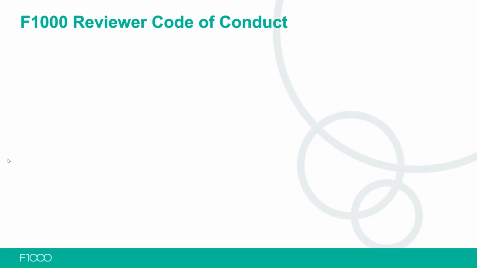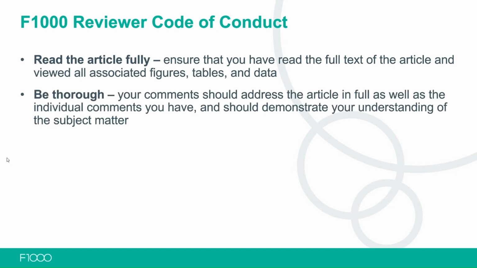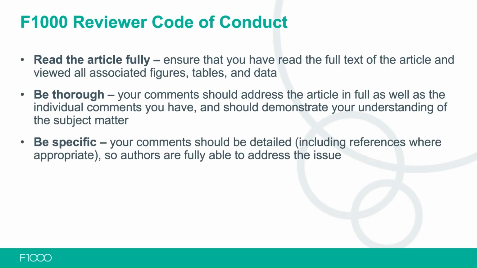By agreeing to review an article for an F1000 platform, reviewers agree to abide by our Code of Conduct. Our Code of Conduct states that our reviewers should read the article in full. This includes viewing tables, figures, and associated data. Reviewers should be thorough, ensuring that the article as a whole, as well as its constituent parts, are reviewed. Reviewers should be specific in their comments, so that authors can fully address any issues that have been raised. This includes reviewers providing references to other papers in the literature should that be needed.